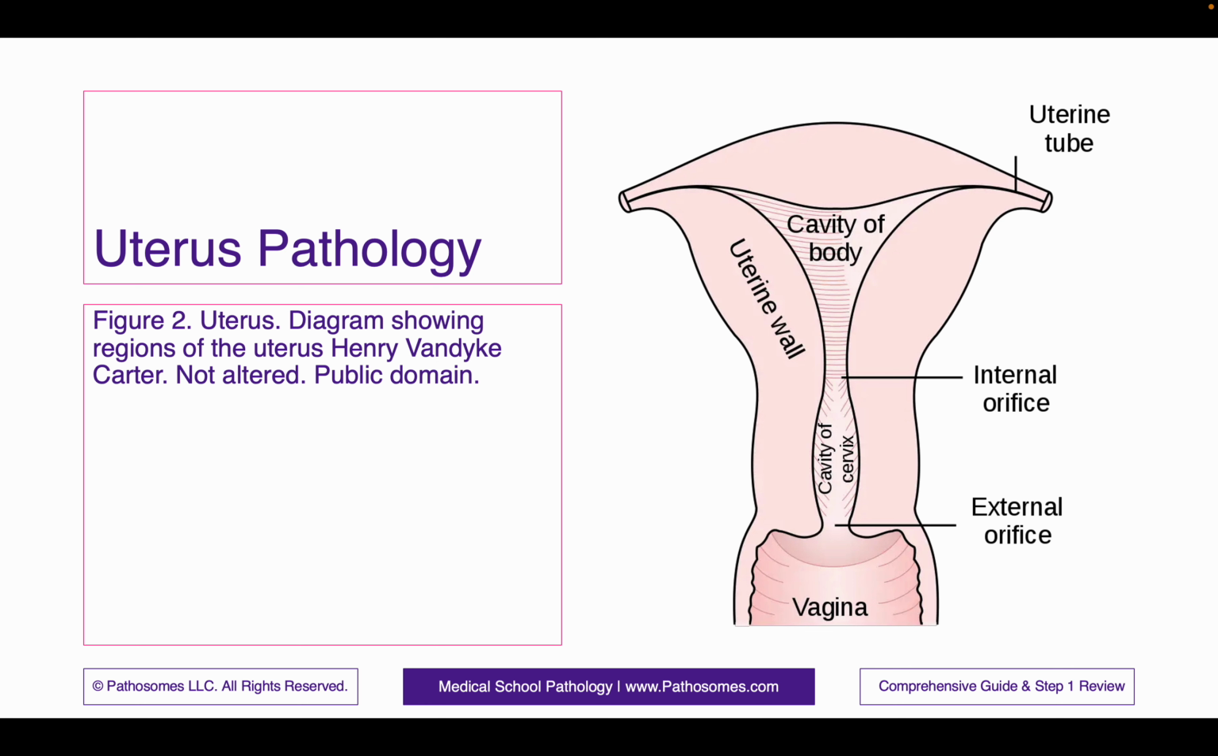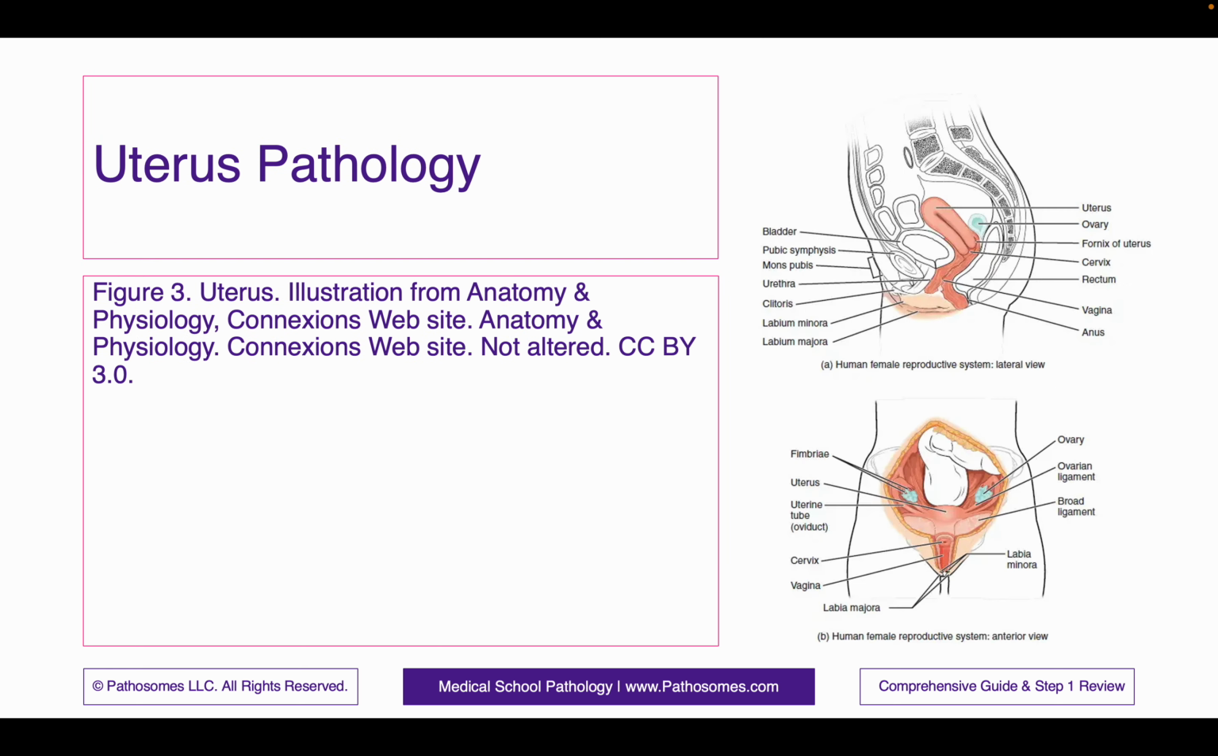And in regards to specific anatomy, you can see this diagram showing the uterus regions. You have the cavity of the body, you have the cavity of the cervix, you have the vagina there, you have the external orifice and the internal orifice, right? And here again we have various anatomy representations in this cartoon.